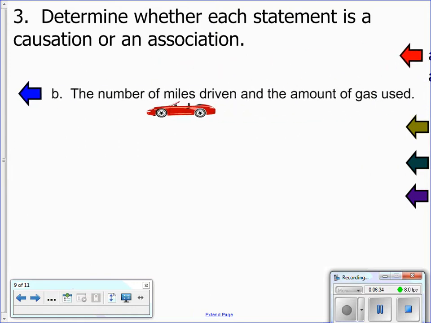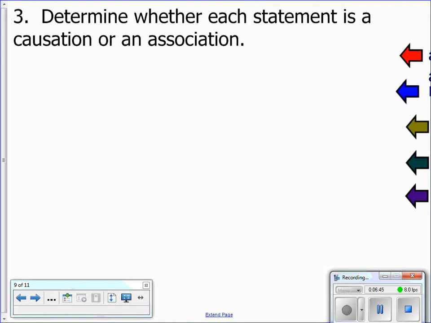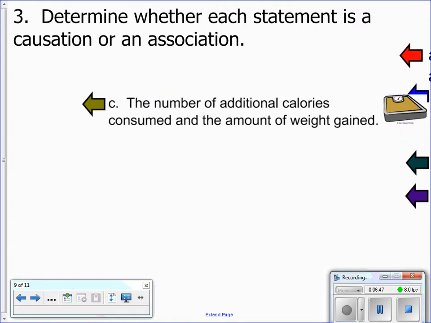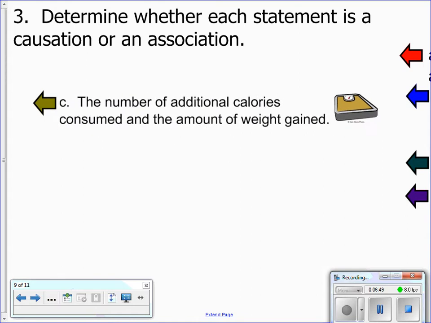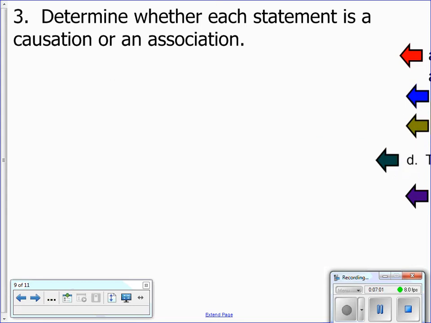The number of miles driven and the amount of gas used. Oh, that's definitely causing it. The more miles you drive, you have to use more gas. The number of additional calories consumed and the amount of weight gained. Are the calories causing the weight? Yes. The more you eat, you're causing the weight gain in most people.